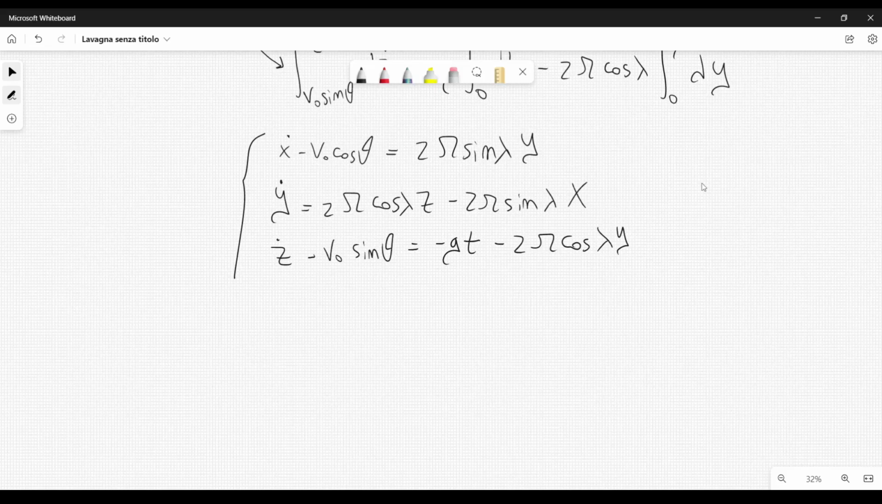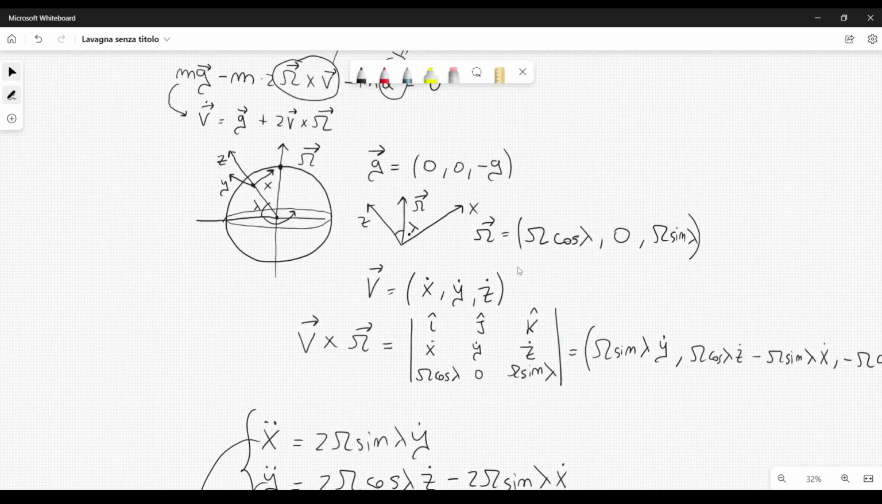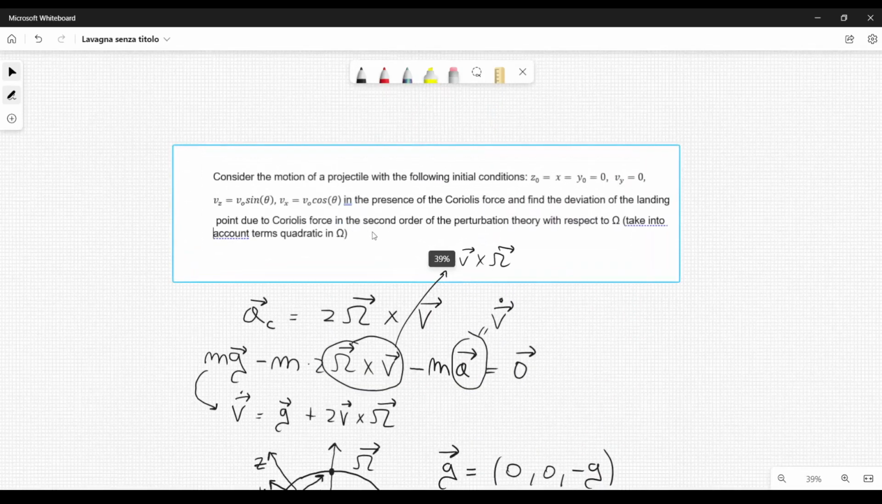It can be solved quite easily, and I will show you how to write a formal solution to this system. We also have the initial conditions, so we can solve this system of differential equations. And also remember that in the end, we have to consider only the second order of our perturbation theory. So I will tell you something more later, but we will find a solution that depends on omega. We will find a solution that contains a function of omega.